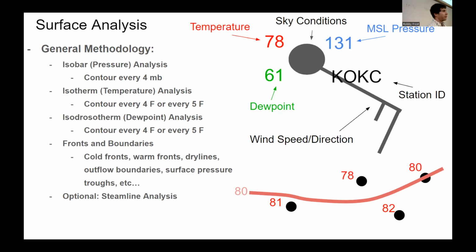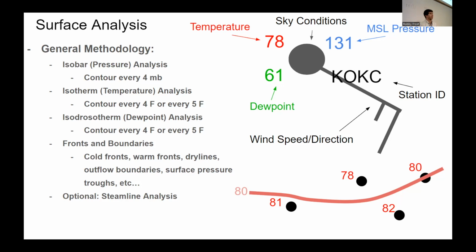There are a couple of iso lines that we typically draw. The first one is isobars, or lines of constant pressure. This is where you're going to do your pressure analyses. It helps you identify highs, lows, surface troughs, boundaries, that kind of thing. The example I just gave was an isotherm, lines of constant temperature.